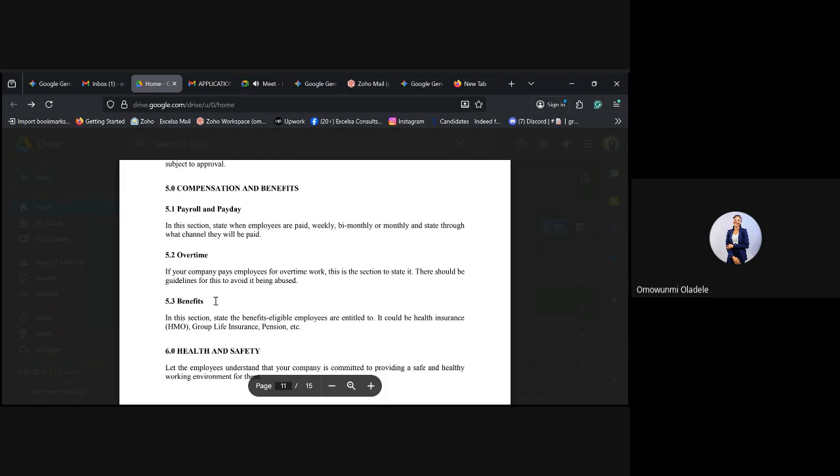I've also mentioned benefits. You need to state benefits: HMO, pension, group life insurance. Is there any other allowance, like a COLA allowance? All of these things ought to also be stated.